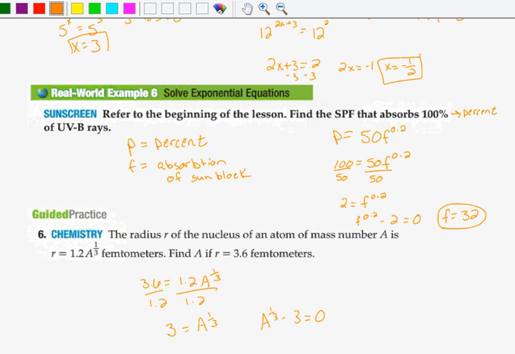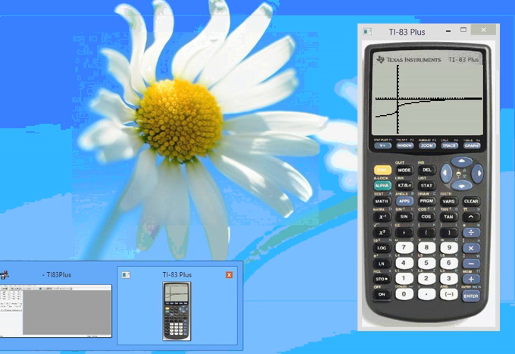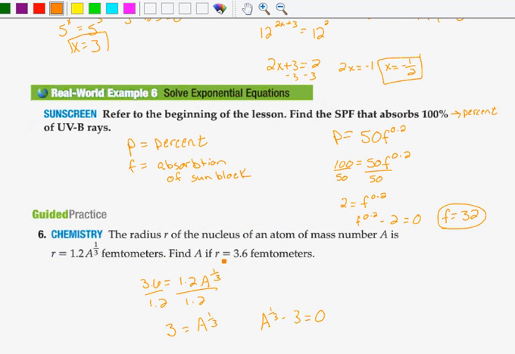Okay, kind of the same concepts. They give us the number A in the atom mass. They give us the radius. They tell us the radius. So if we solve down to a to the 1/3 equals 3, kind of tricky to see. So a to the 1/3 minus 3 equals 0. Okay, then we can go ahead and plug this into our calculator. I did, and this is what it gives me.